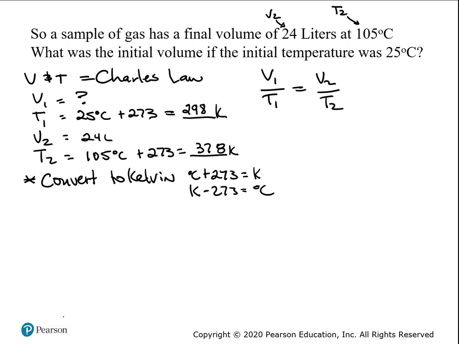So next, I've got to find V1. So V1 over T1 is equal to V2 over T2. How do I get V1 all by itself? If I multiply both sides times T1, T1 and T1 will cancel out on the left side of the equation. When I move it over to the other side, T1 was in the denominator. When I move it to the other side, it ends up in the numerator.